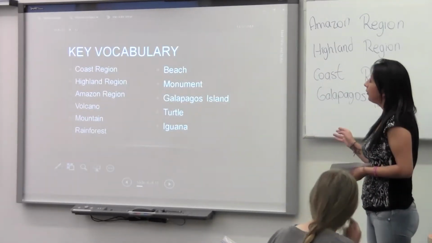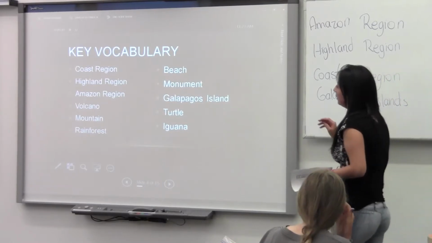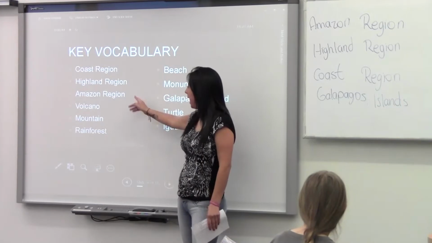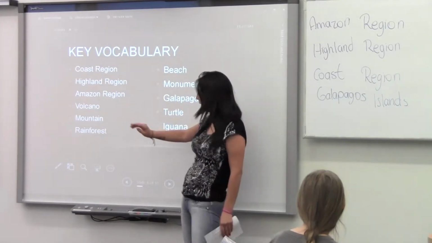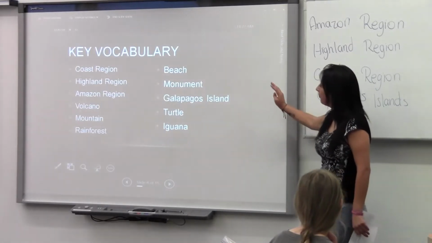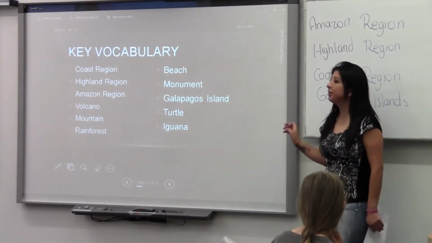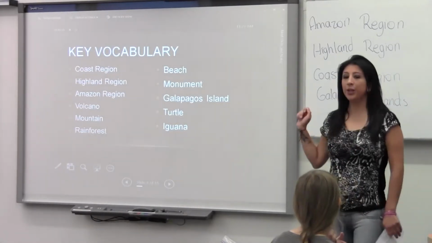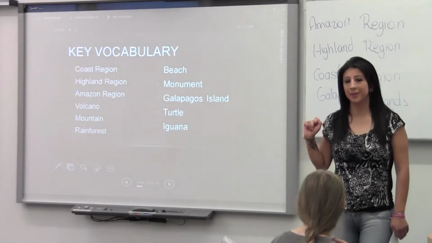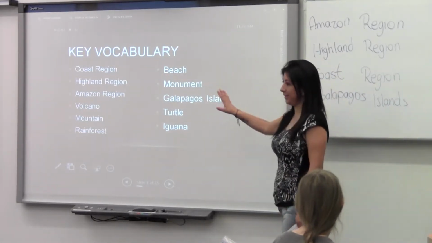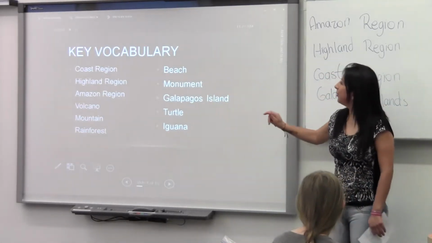Our key vocabulary for this class, as you can see here, we have coast region, highland region, Amazon region, volcano, mountain, rainforest, beach, monument, Galapagos Island, turtle, and iguana. Is one of these words new for you? No? You know all of these words? Okay, great. So we're going to continue.